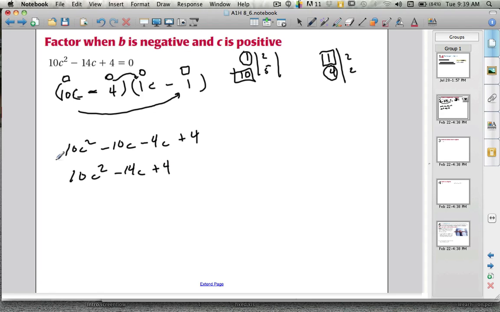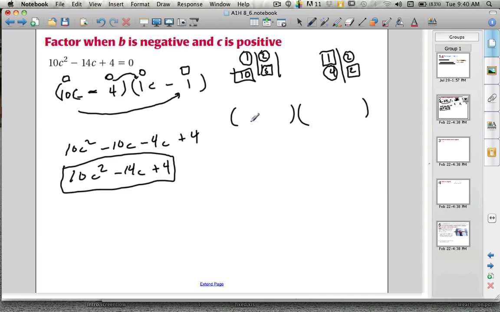Okay? Now, this is kind of a unique problem because I could have done it another way. I could have had 2 times 5 is 10, and 2 times 2 is 4. So it would have been equally valid to factor it that way. Okay, and I do want to talk a little bit about that as we continue on.